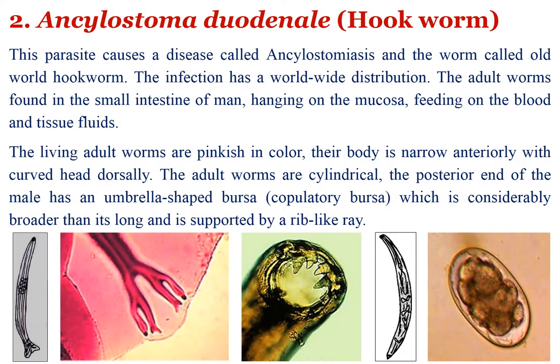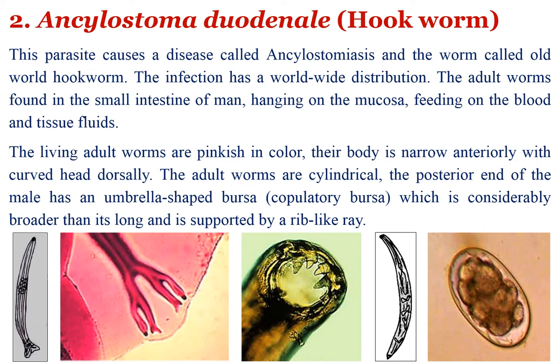Example number 2, Ancylostoma duodenale. It's called the hookworm. This parasite causes a disease called ancylostomiasis, and the worm is called the Old World hookworm. The infection has a worldwide distribution. The adult worms are found in the small intestine of man, hanging on the mucosa, feeding on the blood and tissue fluids. The living adult worms are pinkish in color.